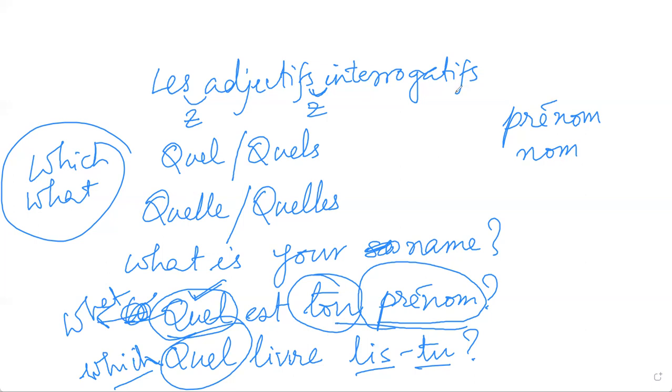Can you give an example for feminine? What if we use the same sentence, what is your name, for a feminine gender? Will the sentence change? Now we'll be interested with quelle. Like quel est ton prénom? No, prénom is masculine. We cannot use quelle for prénom. Then what would we use? So give me a sentence with quelle. What is the color of the dress?